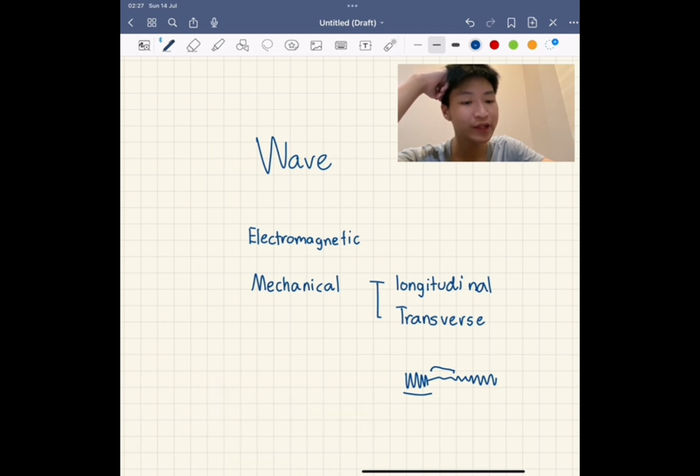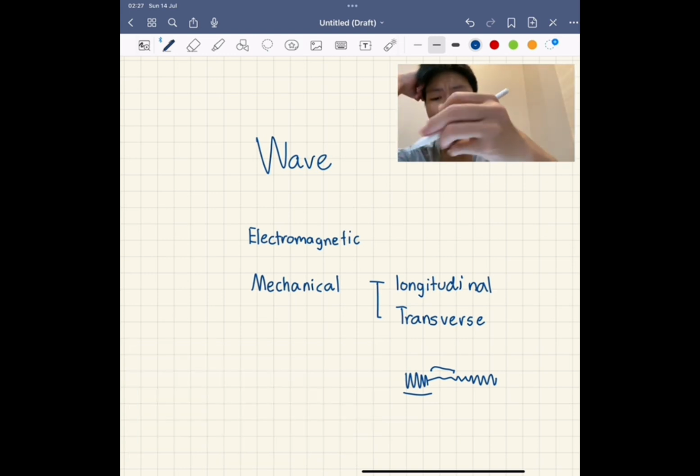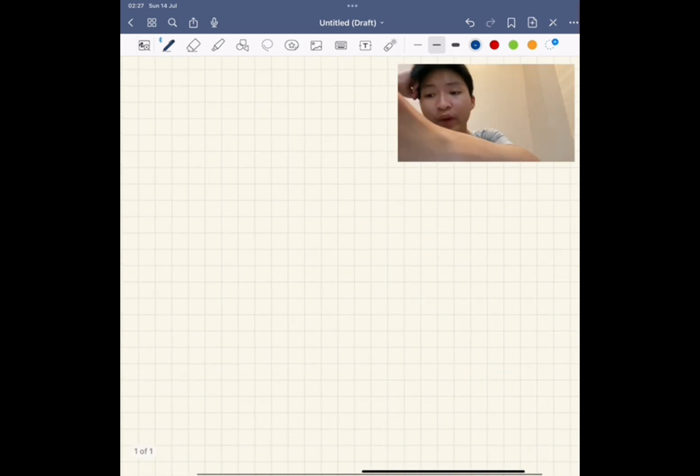The other type is the transverse wave, which is a wave where the oscillations are perpendicular to the direction of the propagation. An example of this type of wave is a wave on a string or a surface water wave. Now let's move to the properties of waves.